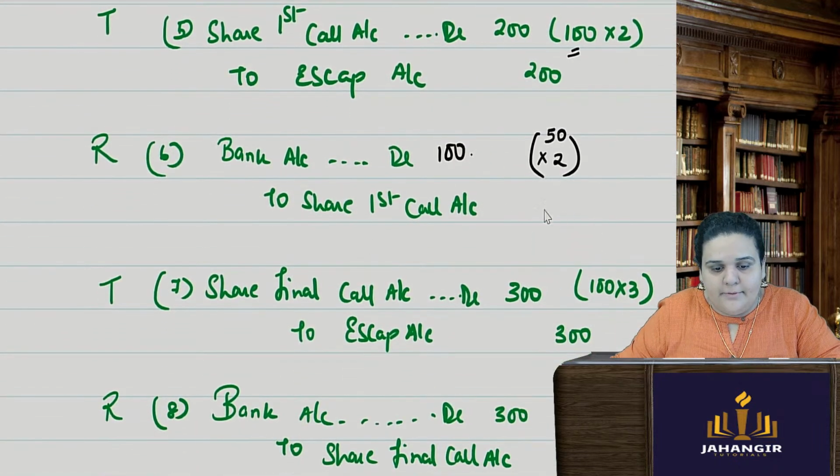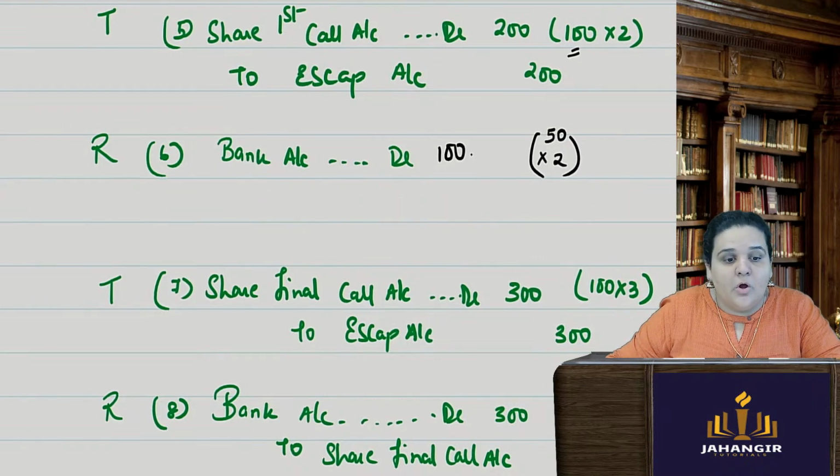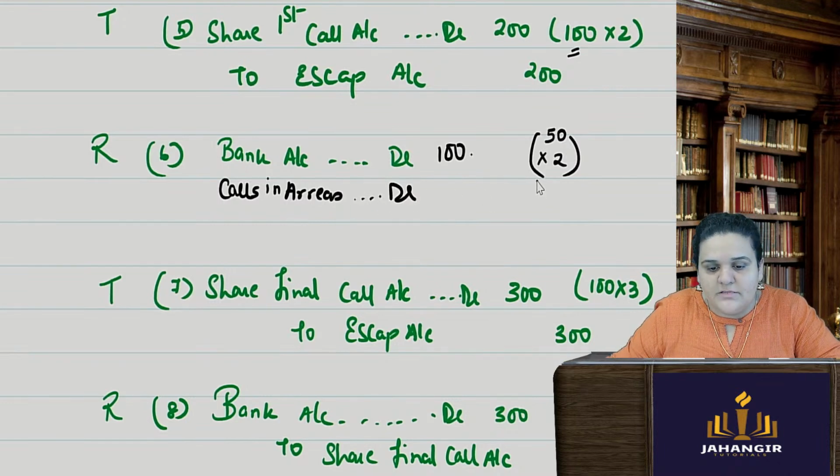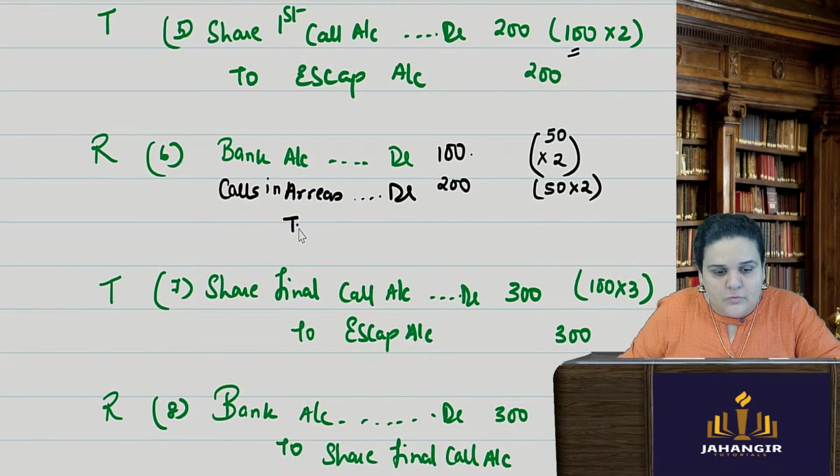So now what will happen is, calls in arrears. Calls in arrears means amount not received by the company on some shares. So calls in arrears are also on 50 shares. We have not received 2 rupees. So here it will be 200, to share first call account.